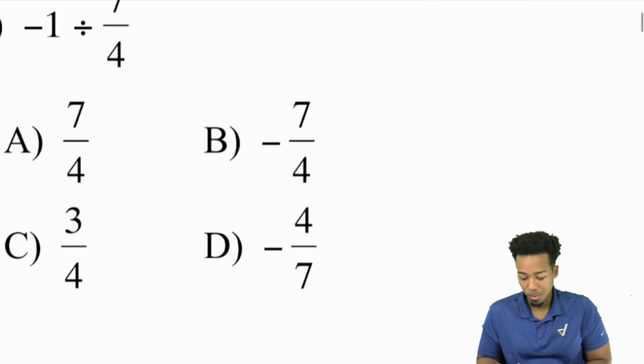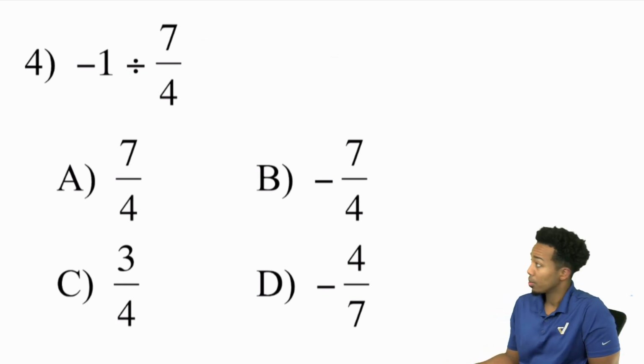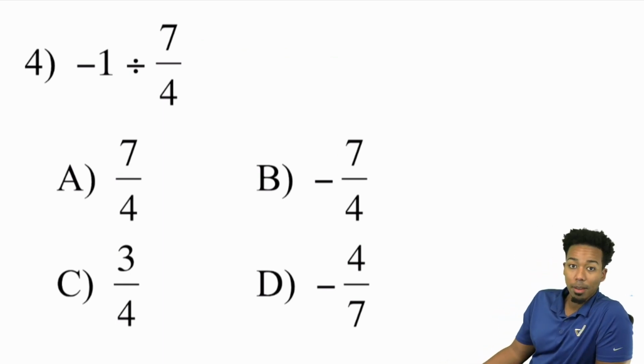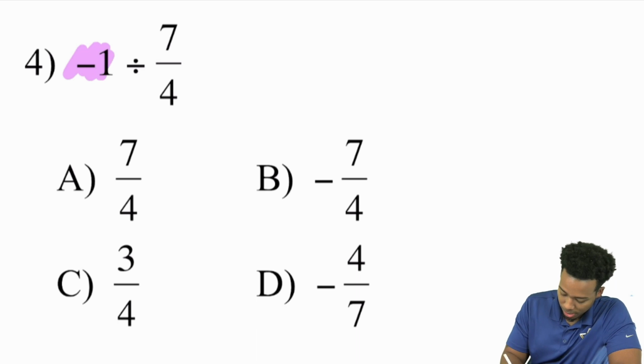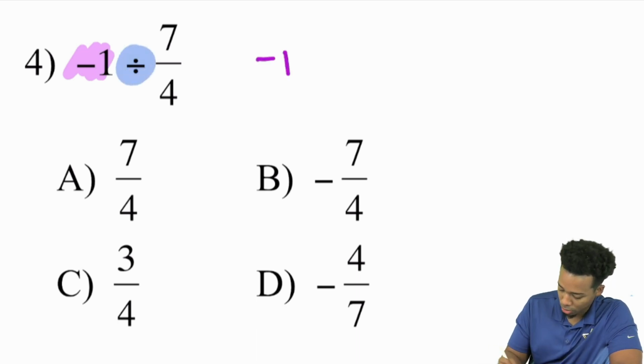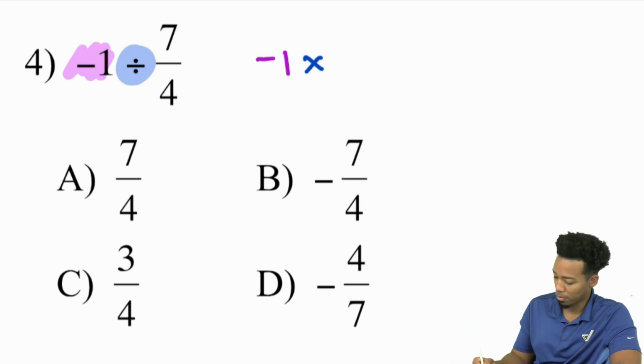Let's go through number 4. And then after this, we're going to go through some tougher questions. So here we have negative 1 divided by 7 over 4. Again, keep, change, flip. Keep this the same, negative 1. Change the operation to multiplication. Because again, dividing by 7 over 4 is the same as multiplying by 4 over 7.